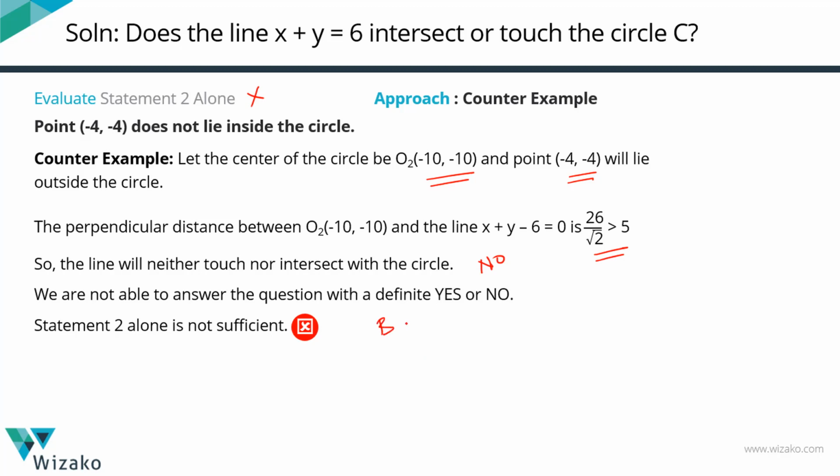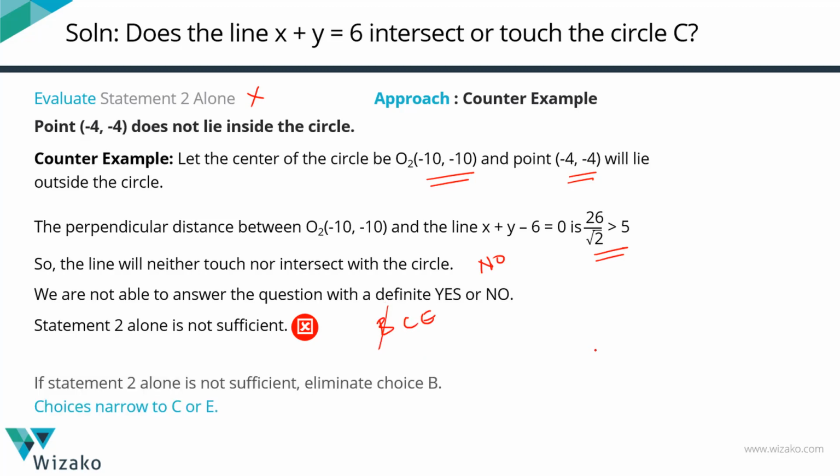We were down to B, C or E at the end of evaluating statement 1. Answer option B is eliminated. We are down to C or E. Let's combine the two statements and see whether it makes sense.